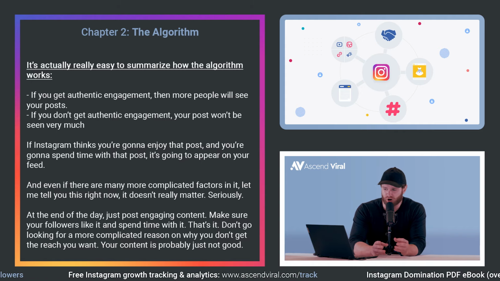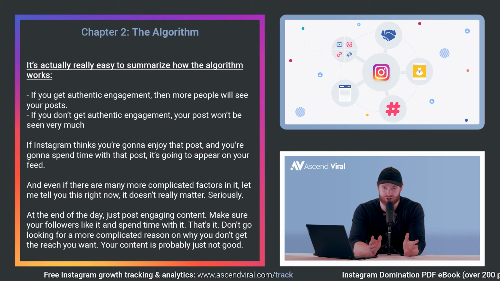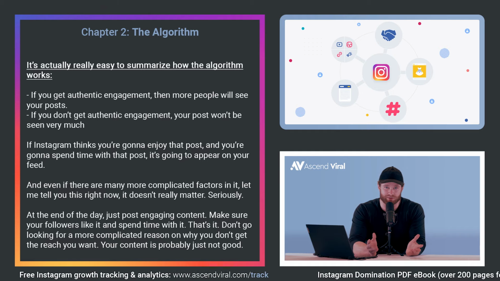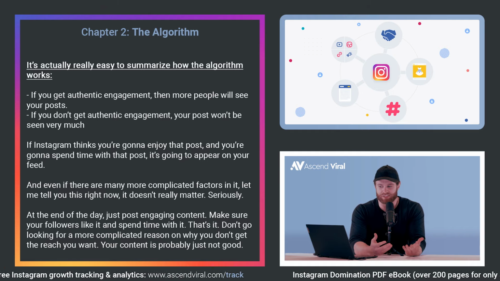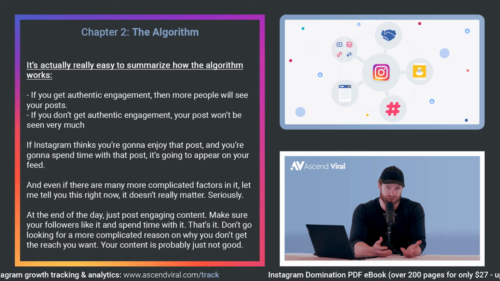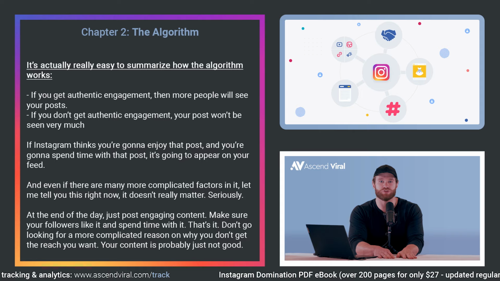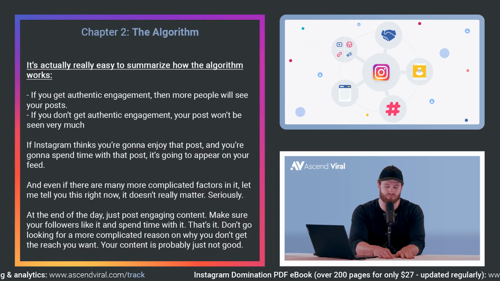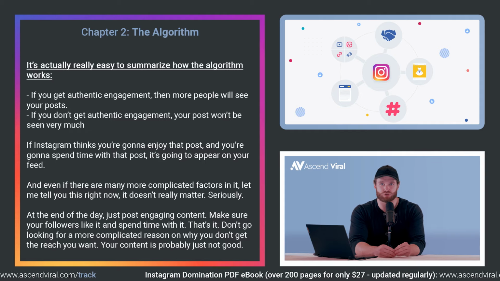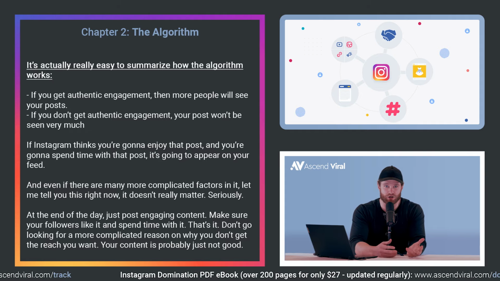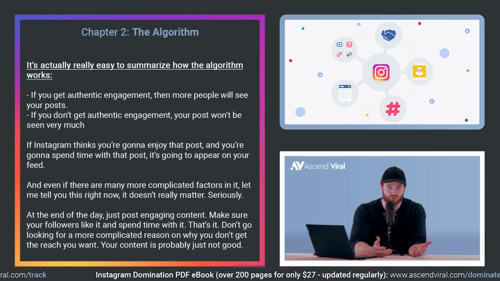And even if there are more complicated factors in it, let me just tell you this right now. It has no value. And you may think I'm generalizing to be overly opinionated for no reason. And you are correct, but the vast majority of people are going to struggle with Instagram growth because they don't post engaging content that their audience will enjoy. If people are scrolling by your post quickly and not interacting with it, it's going to do poorly.